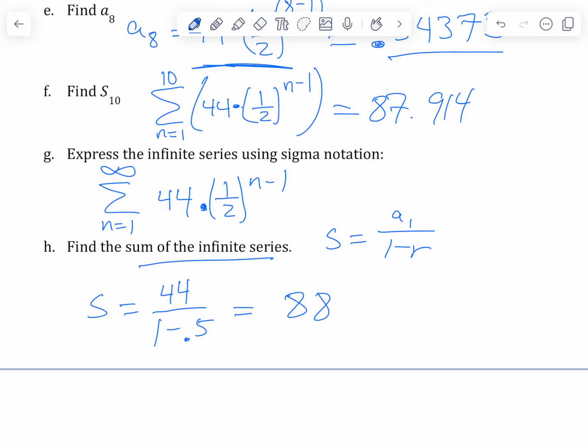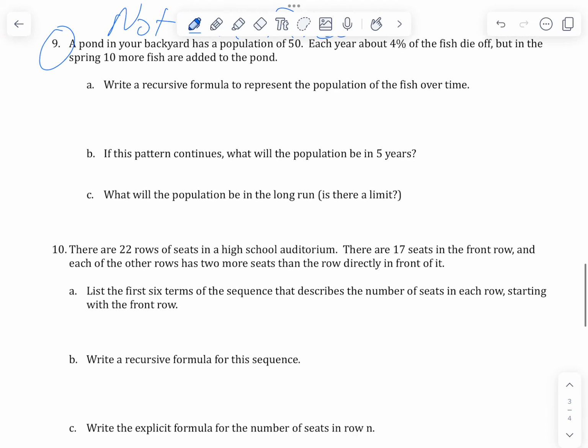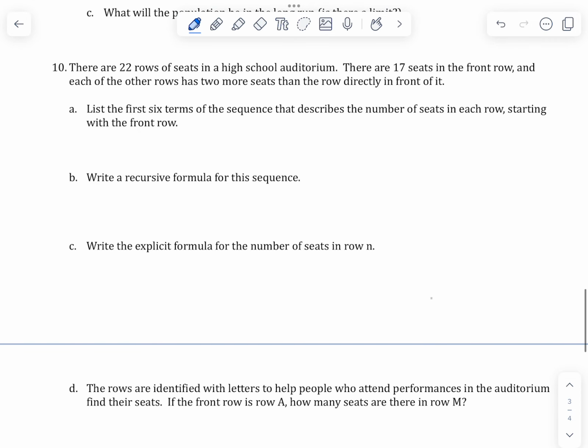All right. So these two problems right here, I'm going to skip because they are not on the final, so you don't have to worry about those. So we're going to go down to number 10.